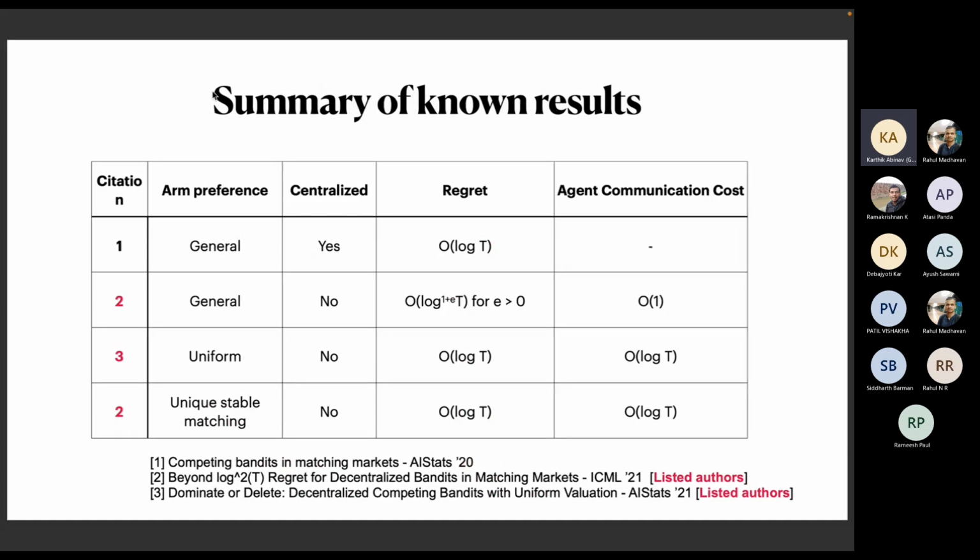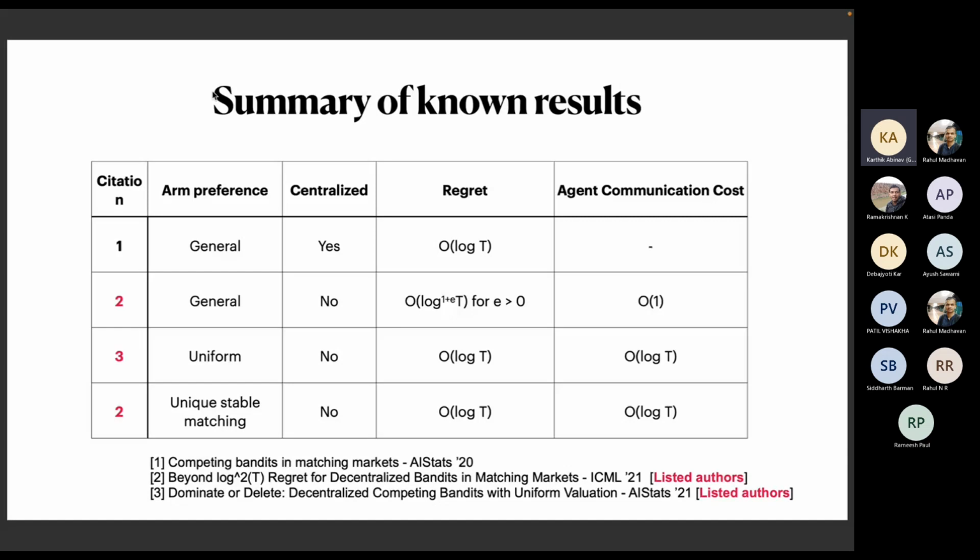I just want to make sure that only results 2 and 3 are the ones I'm a co-author on. One was done by another group of folks. So what is possible here? If the arm preferences are general, by which I mean each arm can have arbitrary preferences over agents, and they can be different across different arms, then in the centralized setting we can get log T regret. And since it's all centralized, there is no need for agents to communicate among each other.